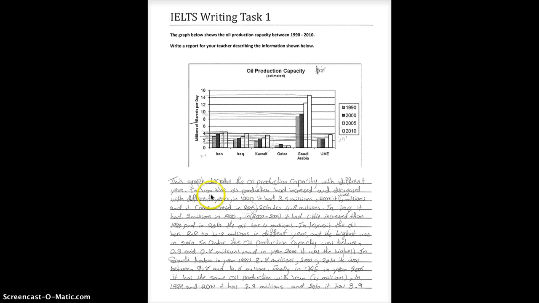You give Iran, okay? Then you can just use the past tense only, not the present perfect, or even the past perfect. So in Iran, the oil production increased and decreased in different years, okay? So only use the past tense here. However, you could just say it increased from 1990 to over 4 million barrels per day in 2010.